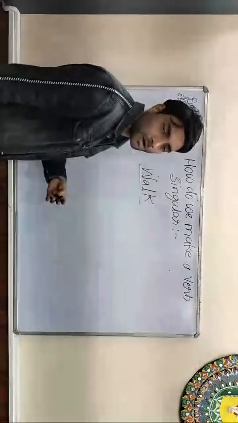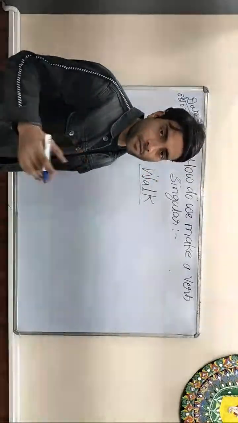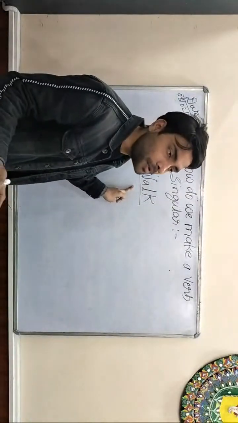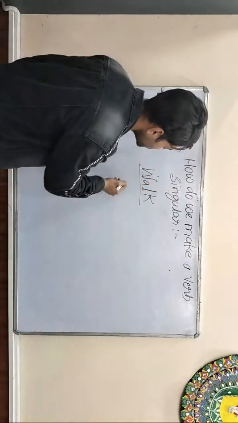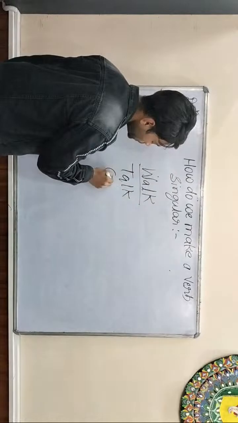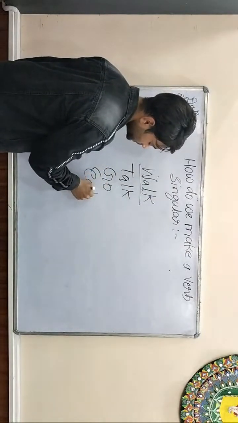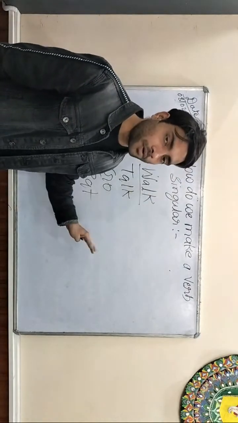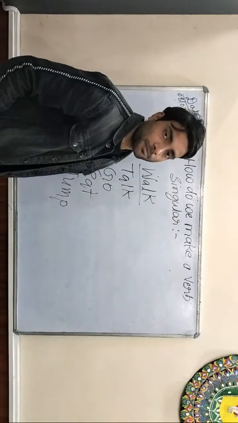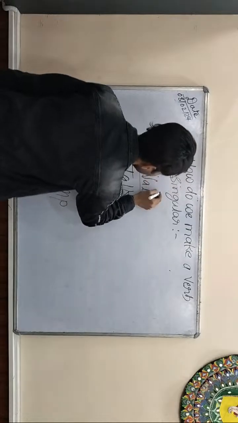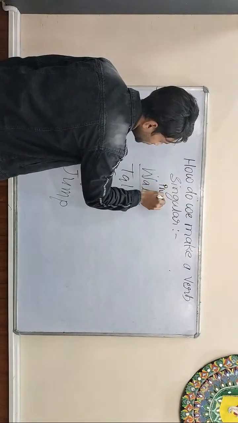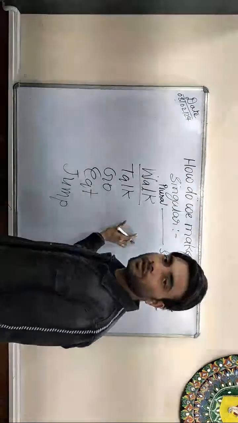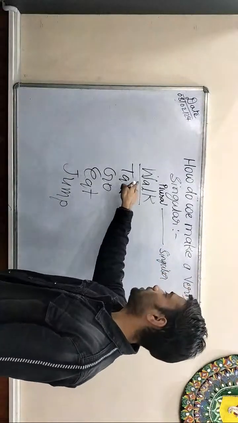The plural of a verb, we make plural of a verb by adding, sorry, the verb is already plural. Any action verb like walk, talk, go, eat, jump, right? Any action verb is already plural. We make singular of these action verbs by adding s or es, right?